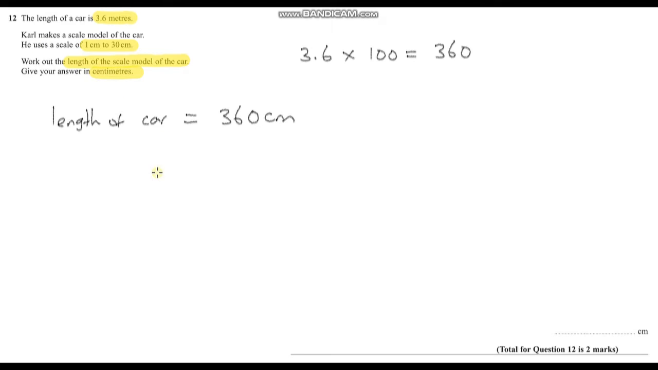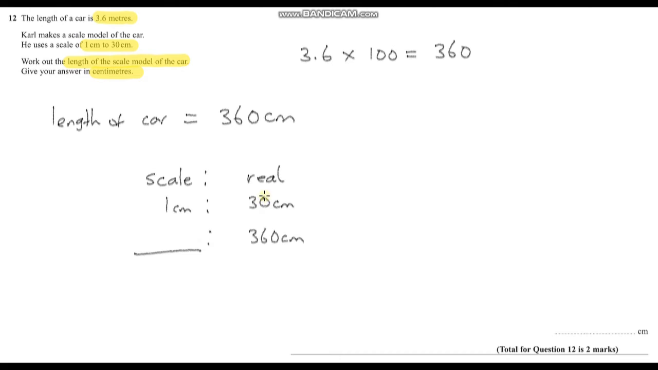So let's think about the scale now. The scale to real life: for every 1 centimeter on the scale, that corresponds to 30 centimeters in real life. Now we know the real life length of the car is 360 centimeters. So we just need to work out the scale.